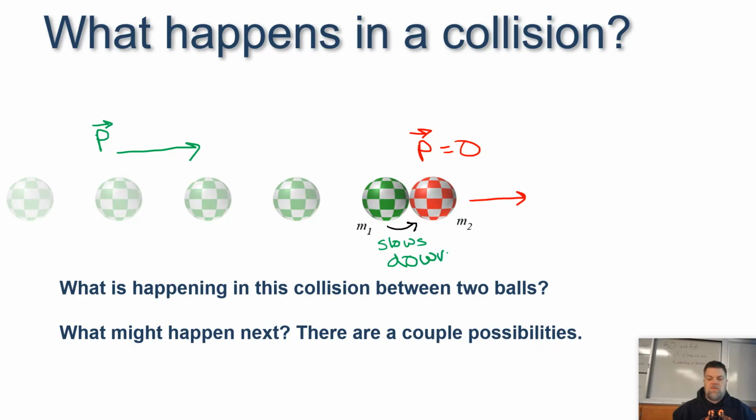So that's one possibility. Okay. What's another possibility? And think of when you play pool. I'll throw one out there. One possibility is, depending on the situation, the green ball might go backwards and the red ball still moves forward. It depends. It really depends on how fast that green ball is going or how massive the red ball is.